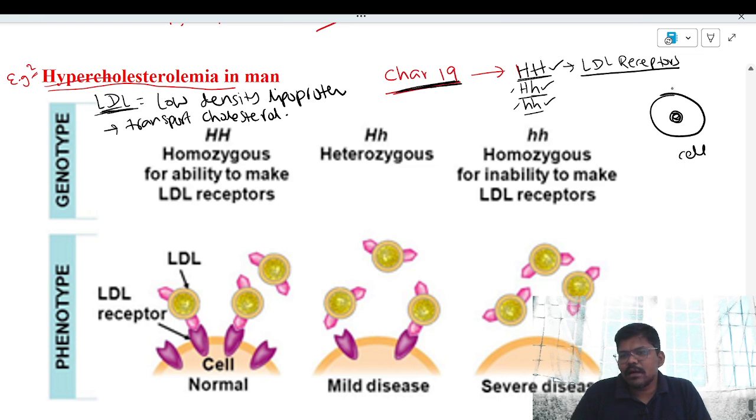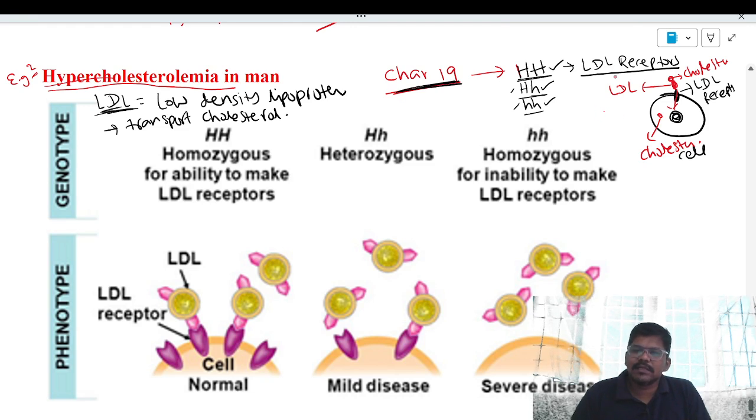See, this is the cell. On the plasma membrane, we can see the LDL receptors. LDL receptor is different from LDL. LDL carries the cholesterol within the blood. LDL receptors can bind with the LDL along with the cholesterol. The LDL, low density lipoprotein, along with the cholesterol binds on the LDL receptors. Then these LDL receptors transfer the cholesterol into the cell. Simply, we can say that LDL receptors are responsible for the transfer of cholesterol into the cell.